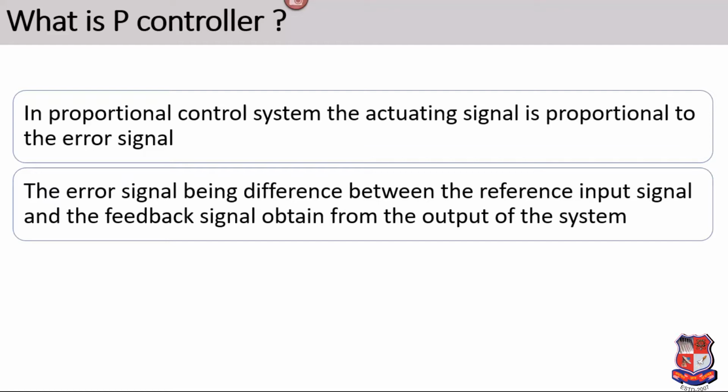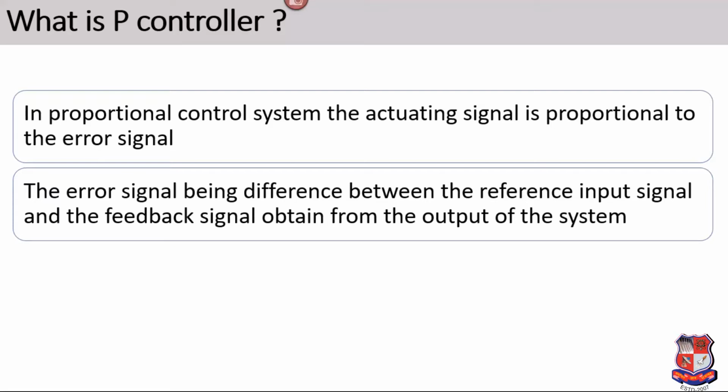So basically we can go through the derivation, and after that we have to discuss the block diagram of this controller and how it works, actually how the process can be controlled by the P controller. So let's go through some derivation. Before that, you can see in the definition that in a proportional controller system, the actuating signal is proportional to the error signal. So fundamentally we have to know what the actuating signal is and what the error signal is.